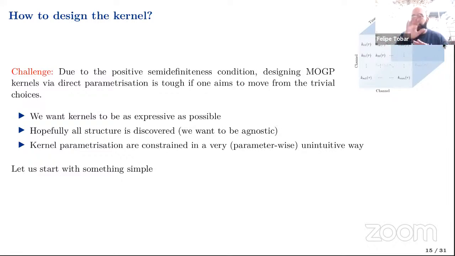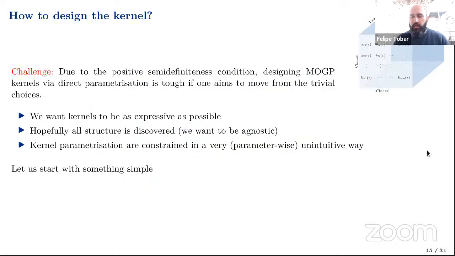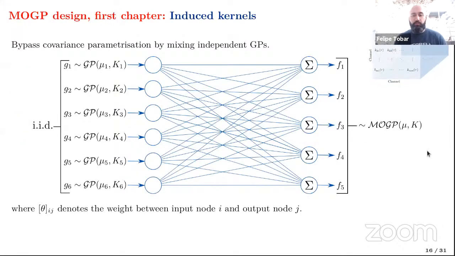So if we search the hyperparameter space for a certain parametric form of a kernel, the space where the valid parameters lie, that is the unintuitive thing. So let's start with something simple rather than setting the ambitious aim of constructing a parametric form. Let's do something that is much simpler, which is just mixing GPs. So let's take, in this case, 6, but let's say n GPs that are independent and they have a specific kernel.